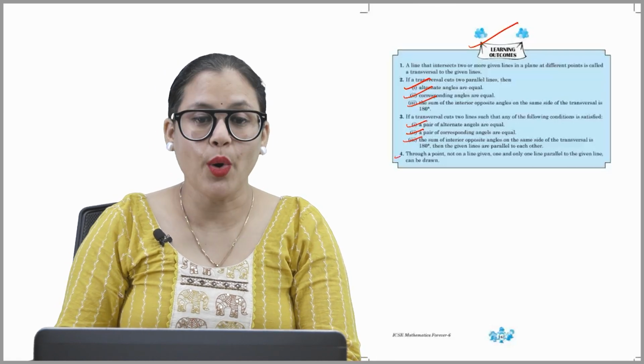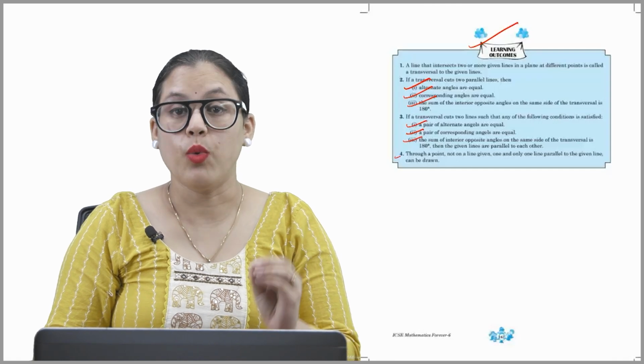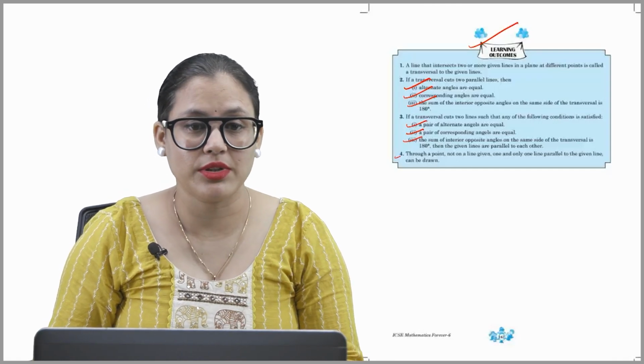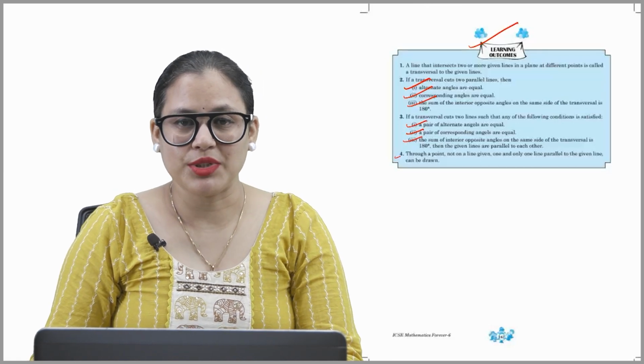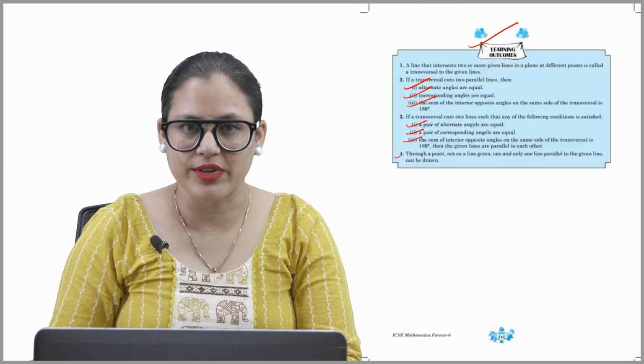Number 4, through a point not on a given line, one and only one line parallel to the given line can be drawn. Students, I hope you have understood this chapter. Now you will do practice of the remaining questions of the exercise.